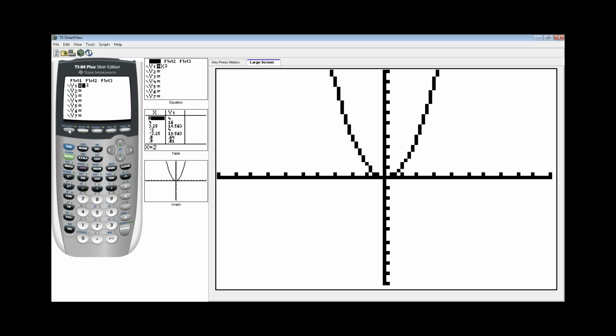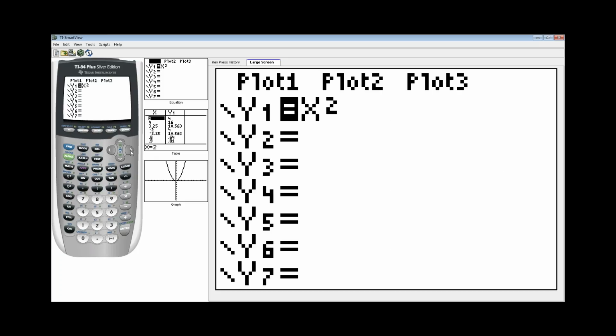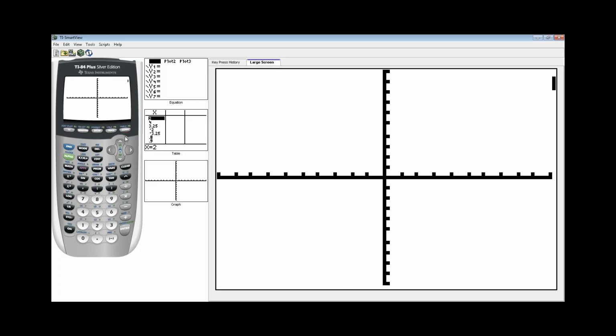Let's practice graphing a cube function, so that would be x cubed. So x, and then you can do a caret to the third power, or you could go to math. There's a cube function there. Graph. There you go.